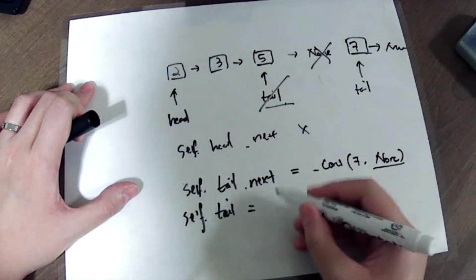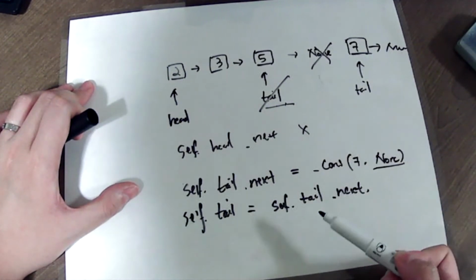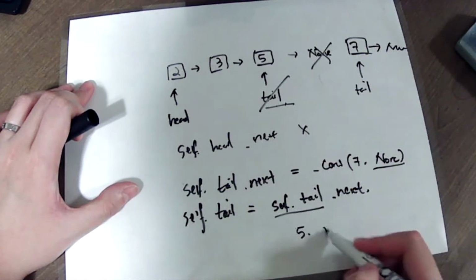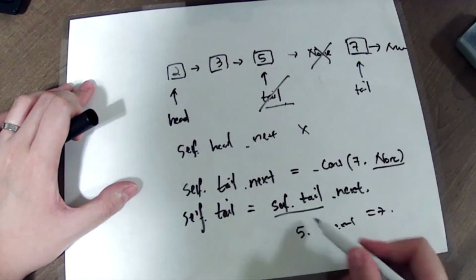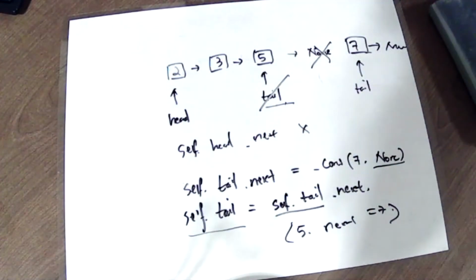How do we access this? Self.tail.next. So basically before, self.tail is currently 5 and .next is 7, right? So with this value, we are going to update the self.tail. So this is basically how it works.